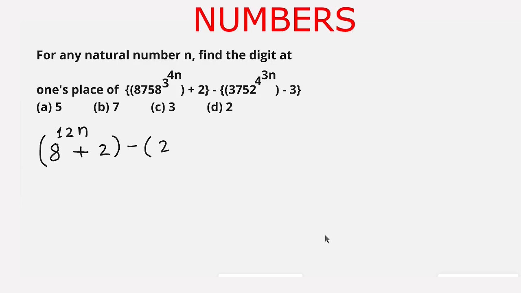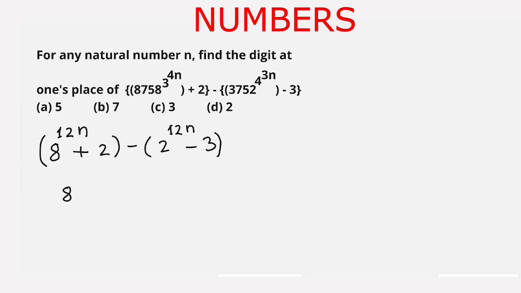So it is 12n minus 3. Now it has become very easy. You can just see it. As you know that any digit at ones place repeats itself after every fourth power. So 8 to the power 12n, and we divide this 12n by 4, we are going to get 8 to the power 4.